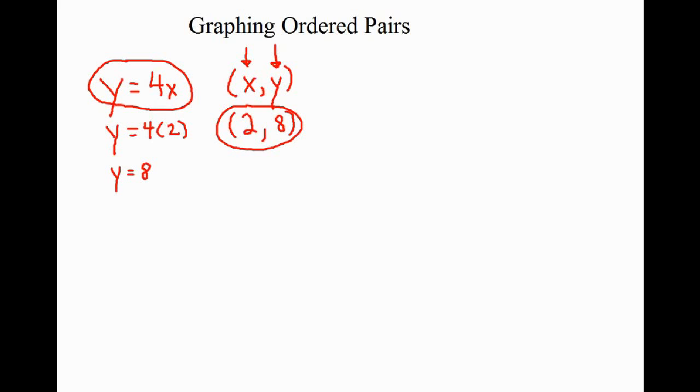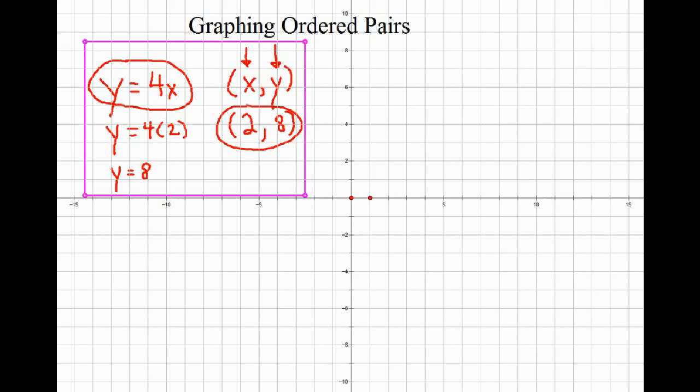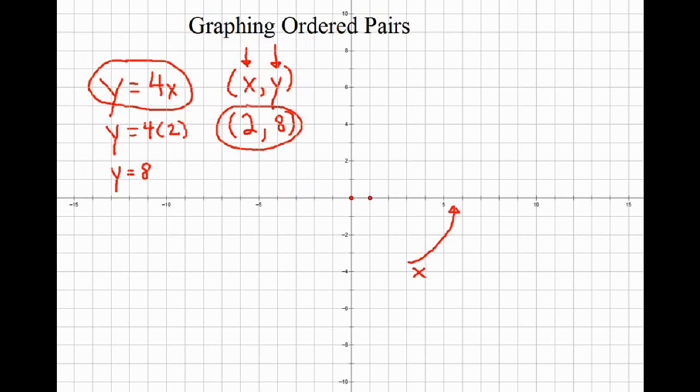Well, when we have to graph this, we're going to be graphing this on a grid. So here we have a graph, and this graph is called a Cartesian coordinate plane. On our Cartesian coordinate plane, we have axes. This line here is an axis, and it's our x-axis. The horizontal axis is always the x-axis. And this line here is called our y-axis. So what we're looking for here are places where x equals 2 and y equals 8.